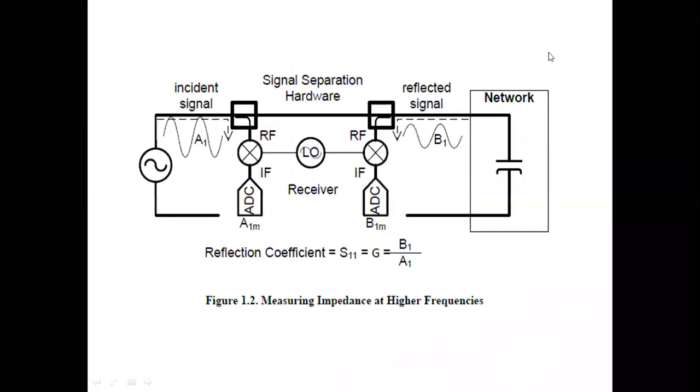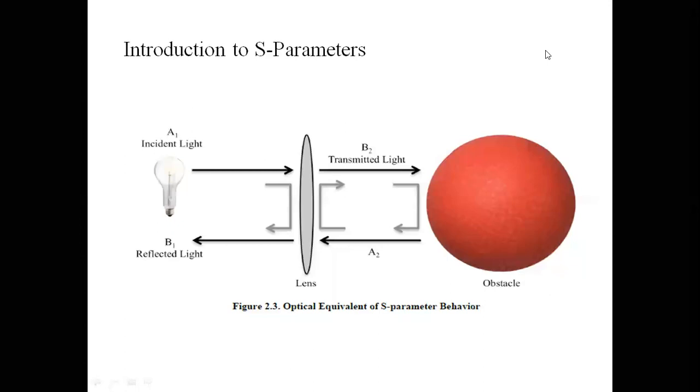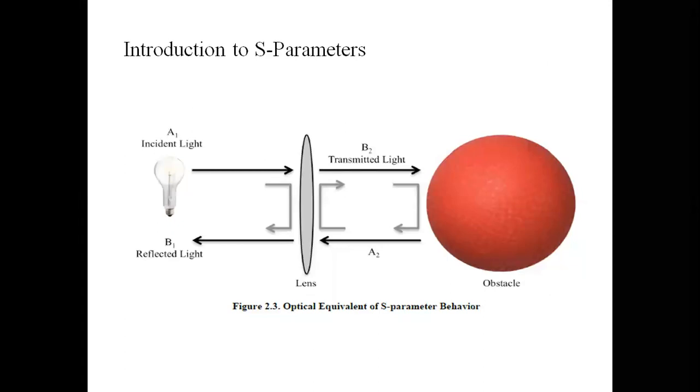Figure 1.2 clearly shows the signal separation hardware, which separates the incident and reflected waves using the directional coupler. Now we'll see the introduction of the S parameters. The determination of the scattering parameters, or S parameters, is the basic measurement capability of the VNA.